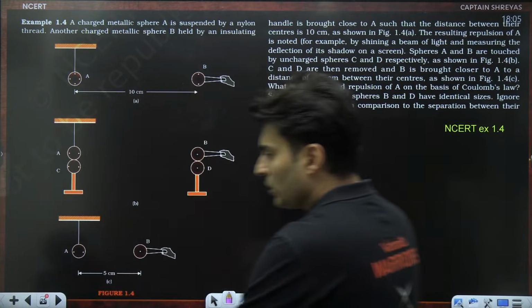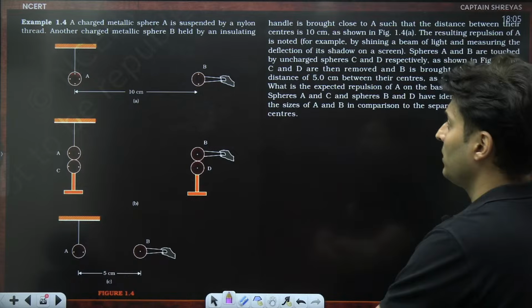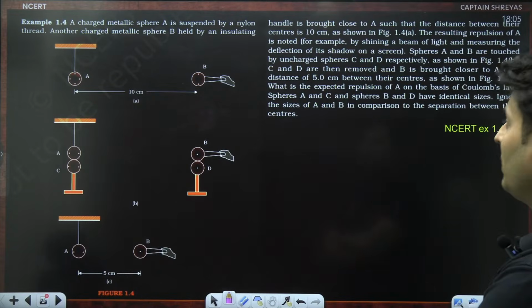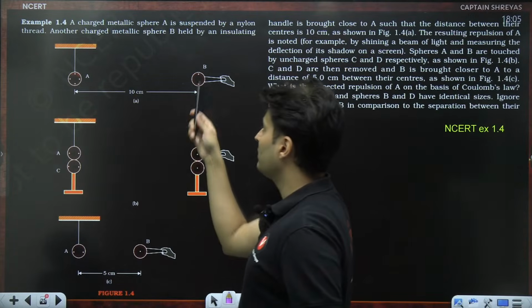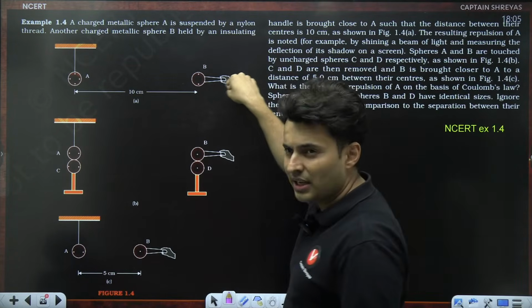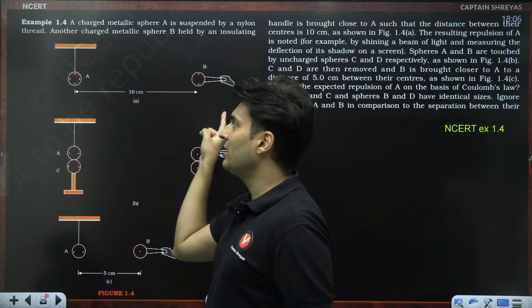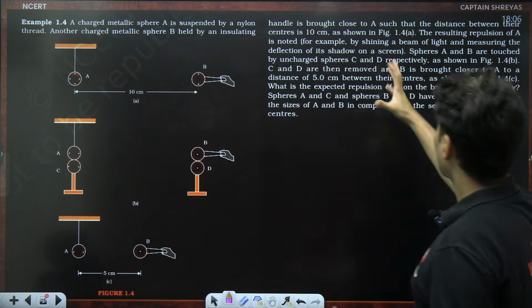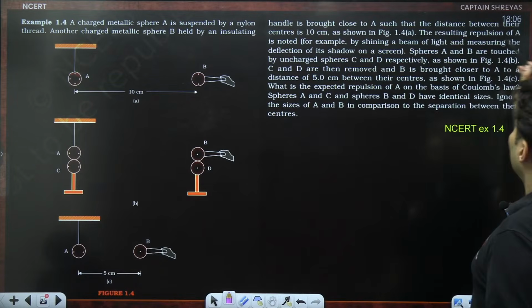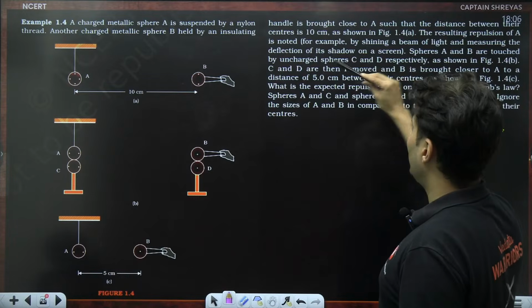Now, talking about the next example, there is a charged metallic sphere which is suspended by a nylon thread, and another charged metallic sphere held by an insulating handle is brought close. So there is a sphere here, there is a sphere here. You are holding it using an insulator so that the charge does not go out or come in, and you are placing it 10 centimeters away. So there will be some electric force between them, so there is some deflection. The repulsion is noted by noting the deflection in the shadow.